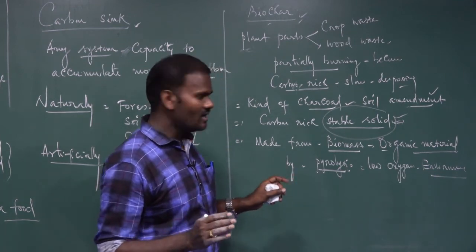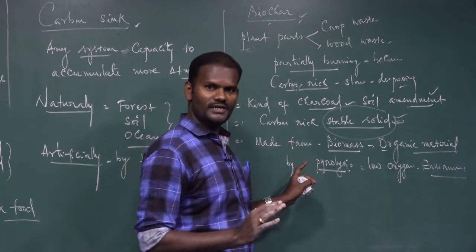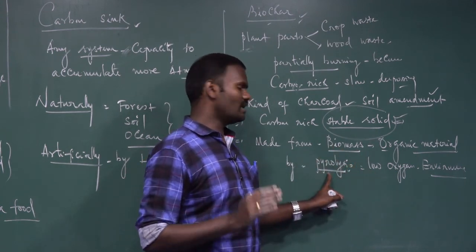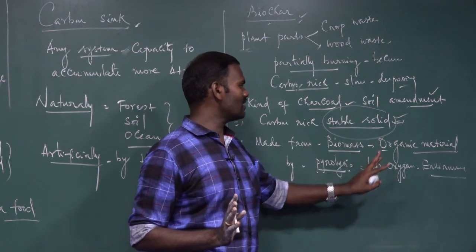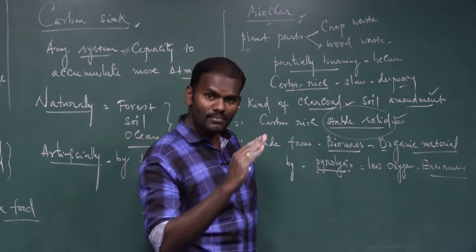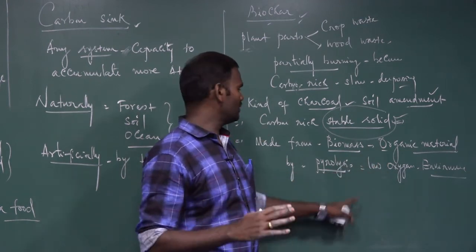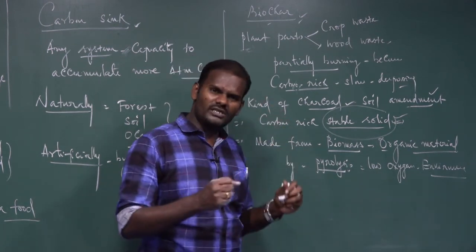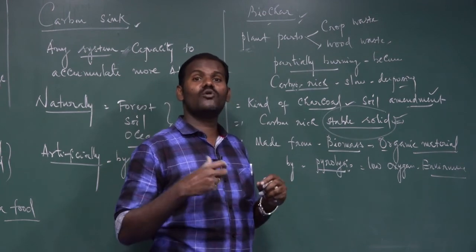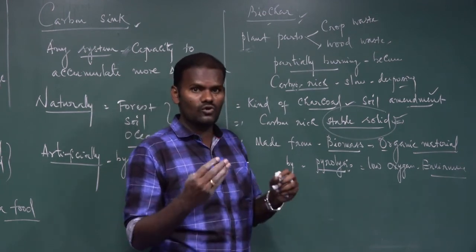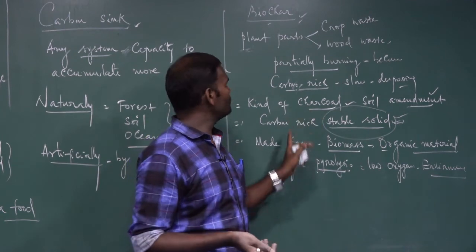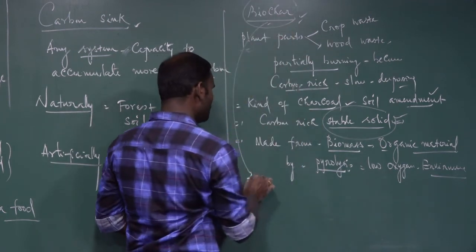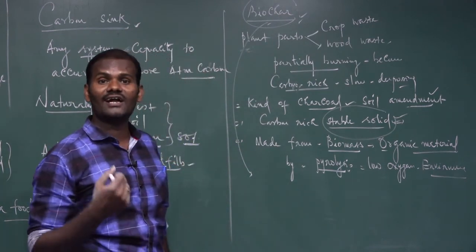Once again, remember how these biochars are formed. It is made from biomass through a process called the pyrolysis process. Biomass is nothing but organic material that is not completely burned, partially burned under a low oxygen environment. So biochar is a potent tool to mitigate global climate change through carbon sequestration. If these biochars are applied individually into the soil, what will happen?